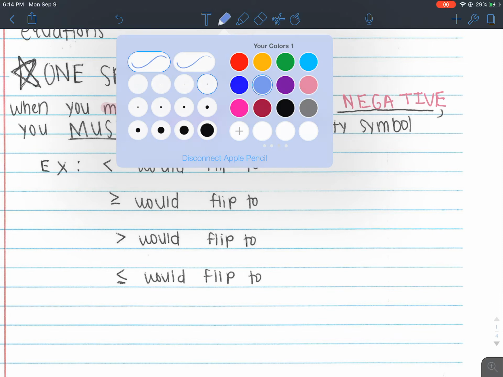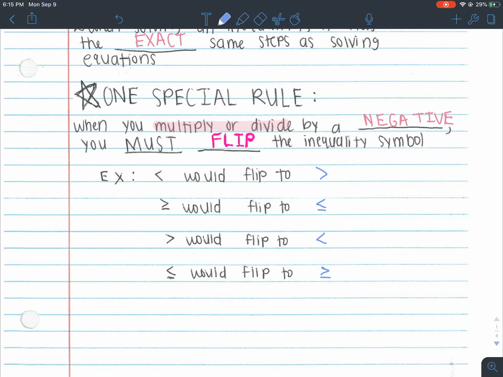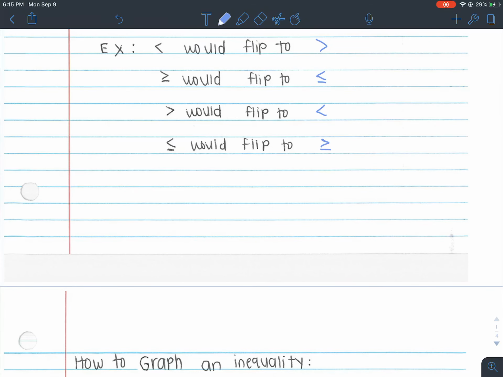If our first sign is a less than sign and we would divide or multiply by a negative, it would flip to a greater than sign. A greater than or equal to sign would flip to a less than or equal to sign. A greater than sign would flip to a less than sign. And a less than or equal to sign would flip to a greater than or equal to sign. So it just depends what your sign is, but it's always going to flip the other way. So it will flip when you multiply or divide by a negative. So we'll get there and hopefully we remember.